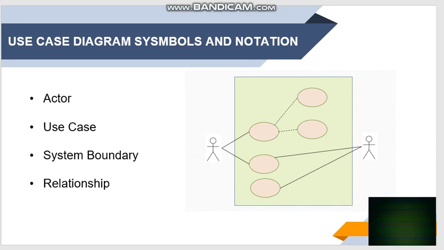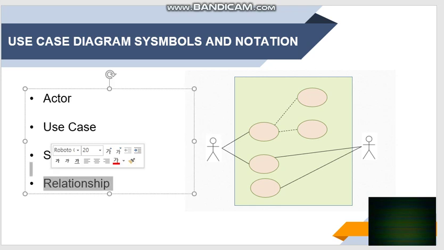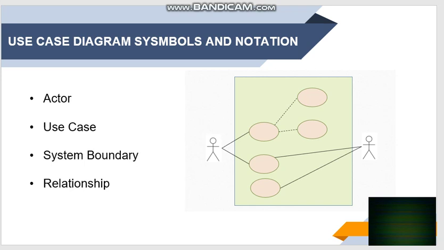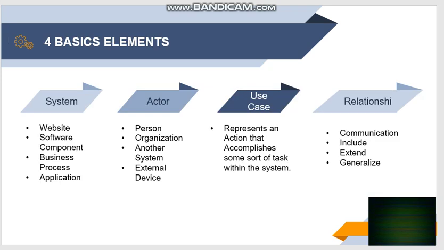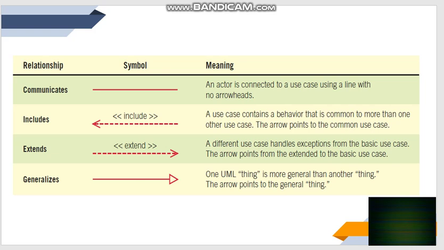Third is the system. This is the website that we've created or any software component. And lastly is the relationship. It is represented by a line. These are the associations between the use case and the actor. The relationship consists of 4 lines. First, the communicates, which is a straight line, meaning an actor is connected to a use case using a line with no arrowheads.